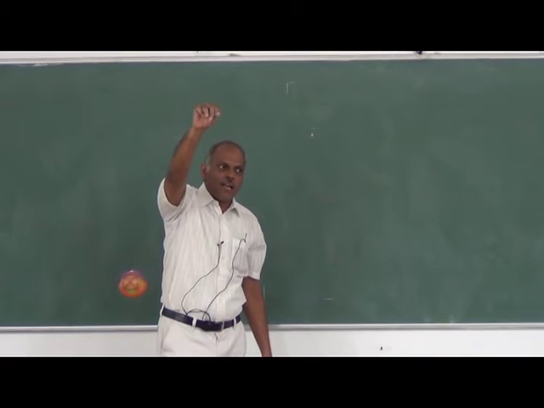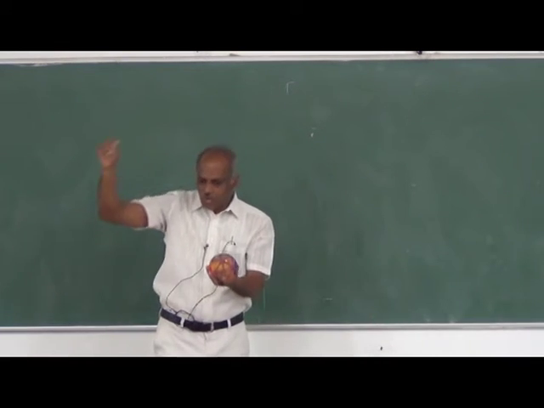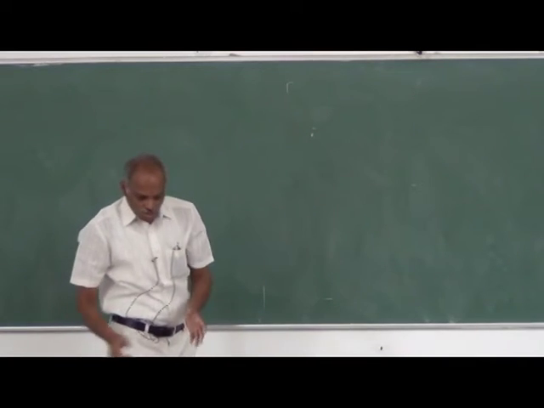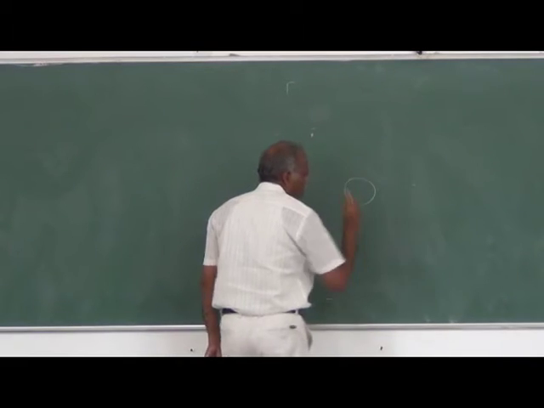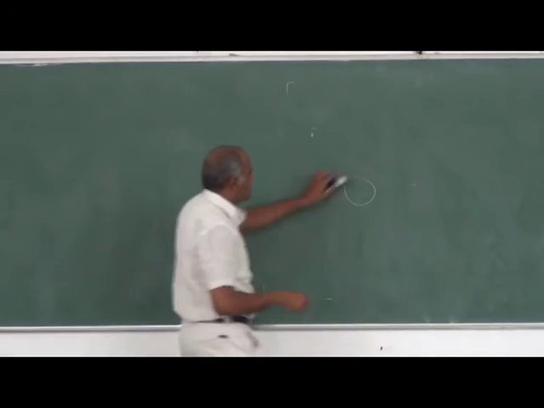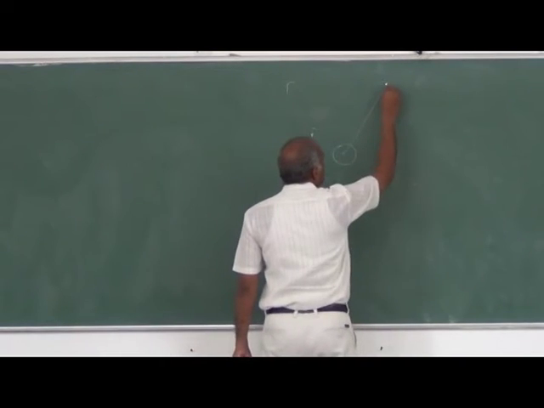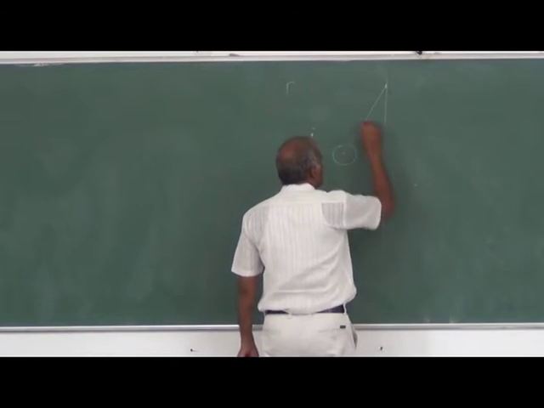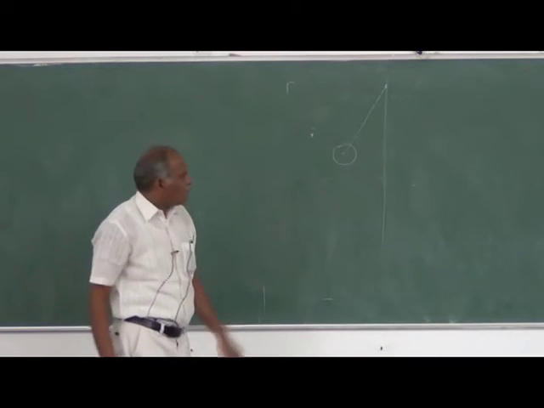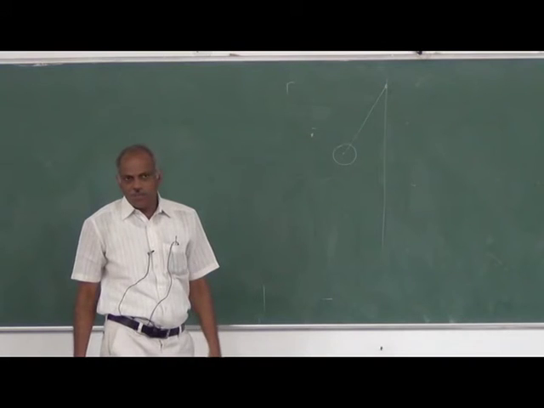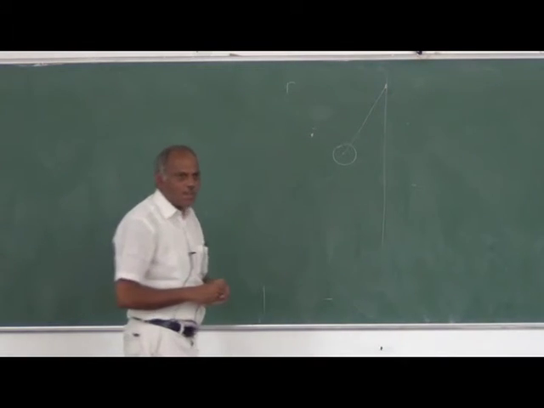So if you want to analyze this conical pendulum, how do you do that? Our concentration is about that ball. Our ball is here, this is the point, this is your card. If you try to draw the free body diagram of this ball, what are the forces which will be acting on it?